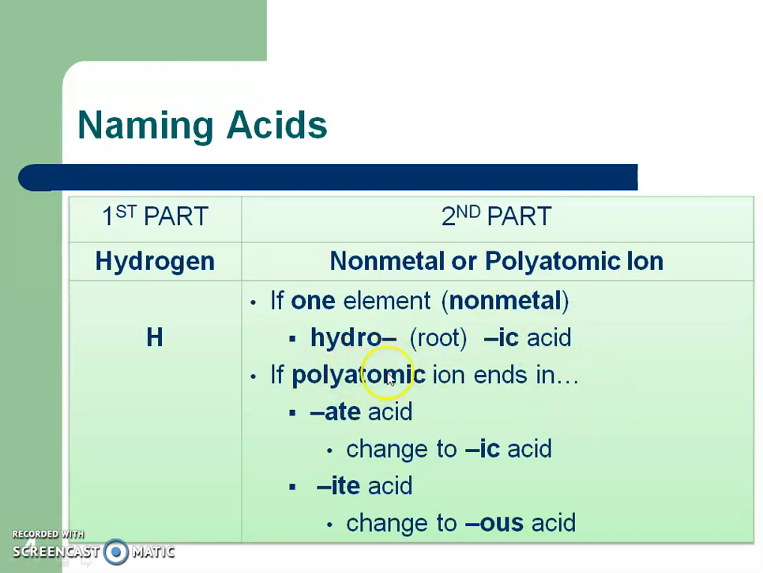If it's a polyatomic ion, remember those polyatomic ions have two endings. It could either have an ate ending or an ite ending. If it has an ate ending, you're going to change it to ic acid. And if it has an ite ending, you're going to change it to ous acid. So there is a difference.